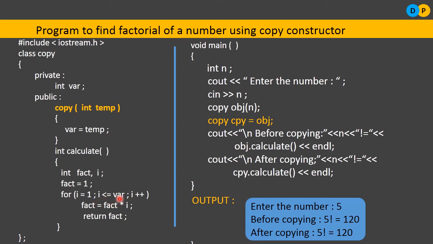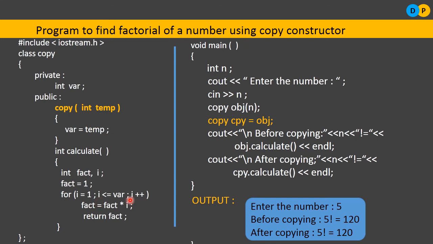Is 3 less than or equal to 3? No, it's not less than, but it is equal to 3. So once again, the condition is true. So fact is equal to fact into i. The previous fact value was 2, 2 into the new i value, which is 3. 2 3s are 6. The value 6 will be stored in the variable fact.